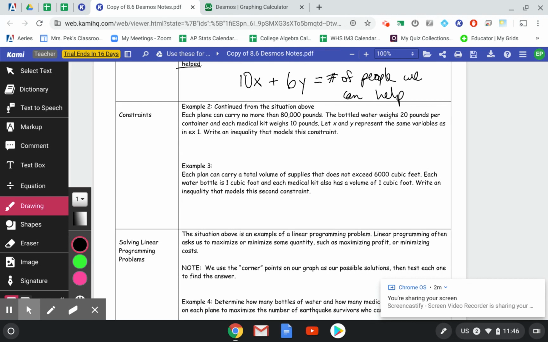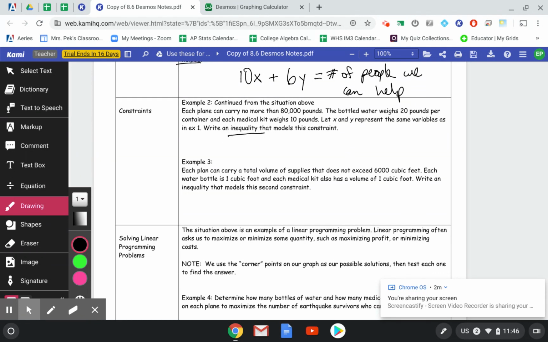Each plane can carry no more than 80,000 pounds. The bottled water weighs 20 pounds per container, and each medical kit weighs 10 pounds. Let X and Y represent the same variables. Write an inequality that models this constraint. So 20 pounds for each container, plus 10 pounds for each medical kit, all of those pounds added together has to be no more than, so less than or equal to 80,000. So this is our plane weight constraint.